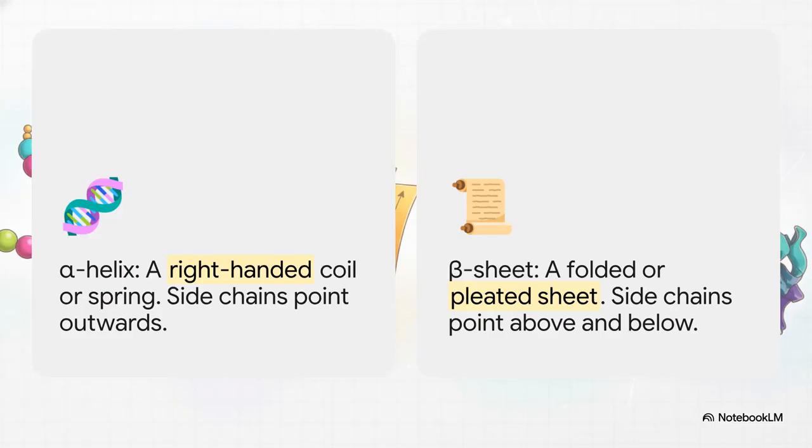So the two most common of these standard parts are the α-helix and the beta sheet. The α-helix is this tight, right-handed coil, kind of like a spring. The beta sheet, on the other hand, is much flatter, more like a pleated sheet of paper. They're both held together by hydrogen bonds, but you can see how the different patterns create completely different shapes.